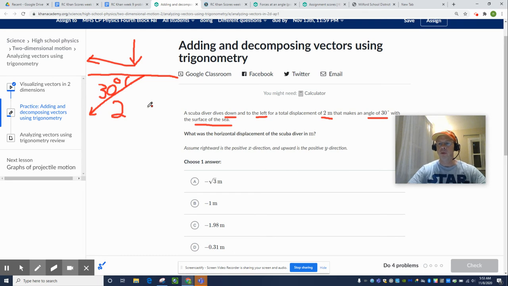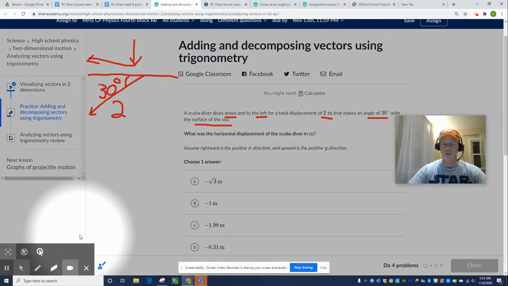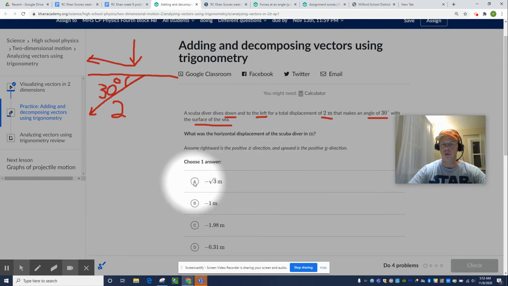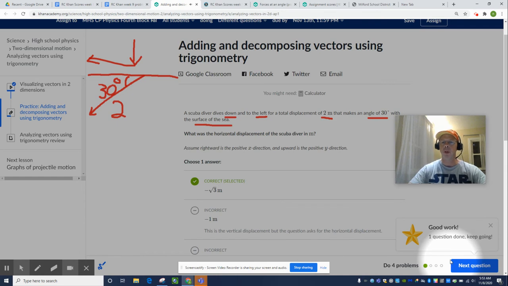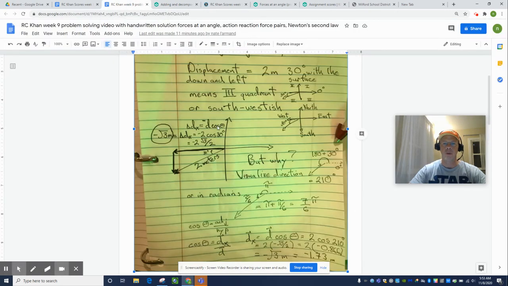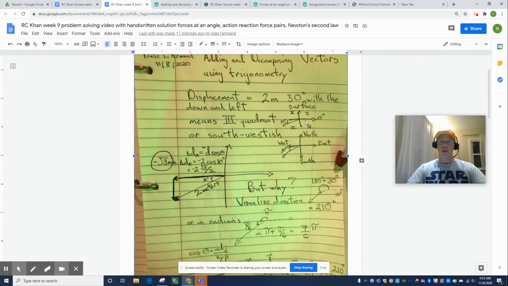If you've done a million trig problems, you say, oh, cosine of 210 degrees is negative root 3 over 2, and negative root 3 over 2 multiplied by 2 meters is negative root 3 meters. But what does all that mean? If you haven't done 1,000 trig problems, then you really need to think about the right triangle. Like I said, it's all about visualization.